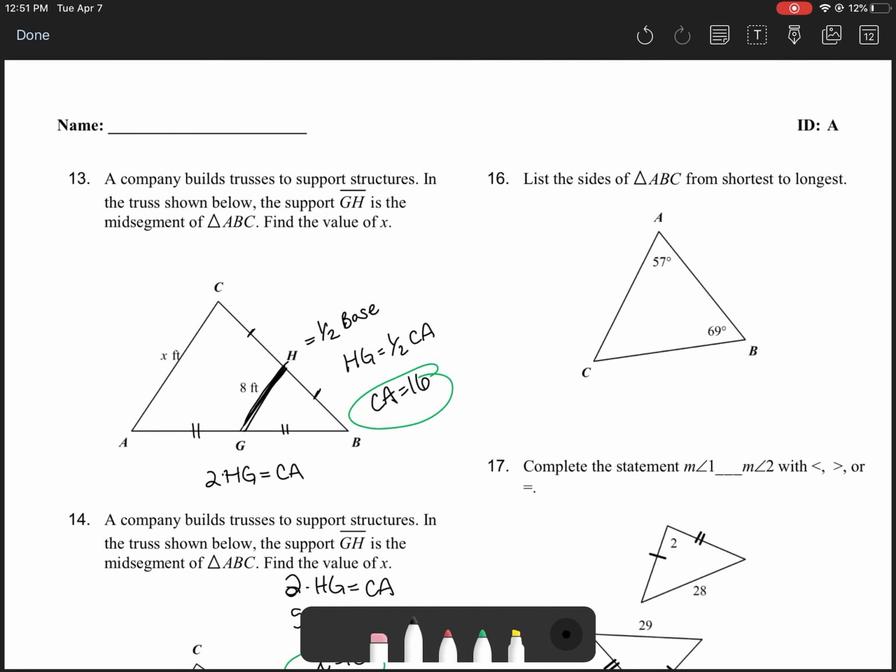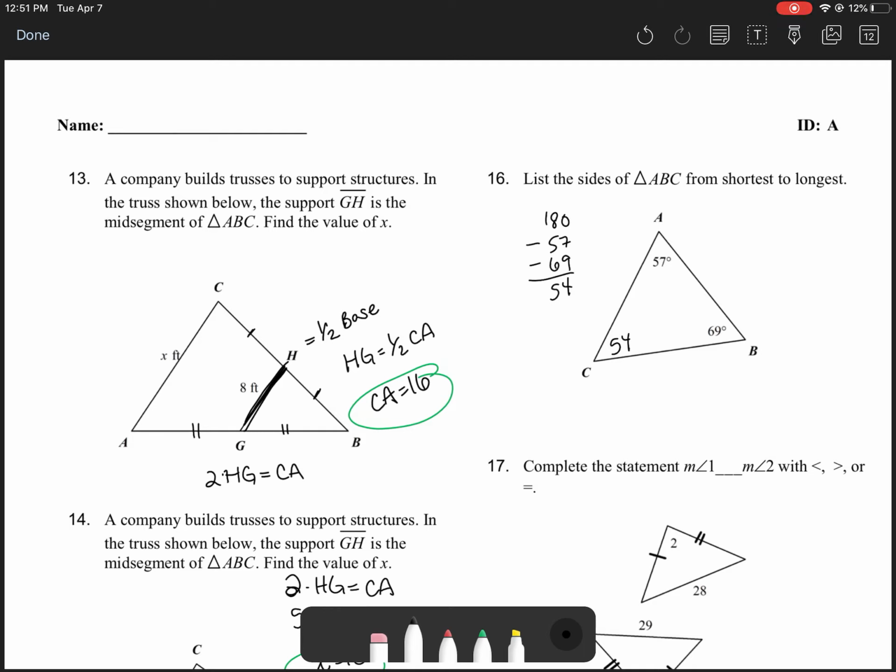Similar idea in number 16. I want to order it from shortest to longest. Now, you could do this in reverse too. If I give you the side lengths, then you could figure out the smallest angles to the largest angles. But this one's very similarly set up. I'm going to subtract 57 and 69. I get 54. So angle C is 54.